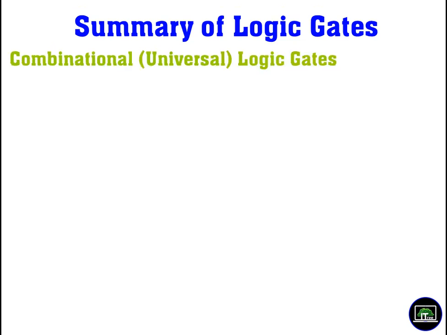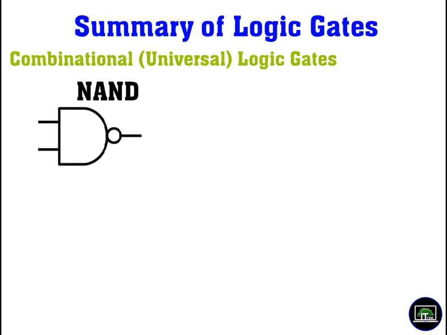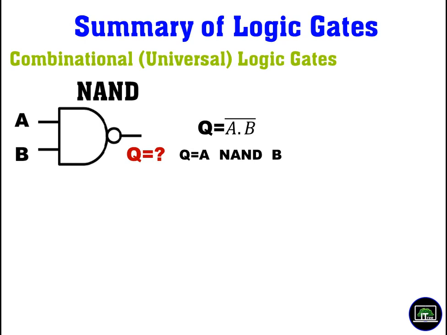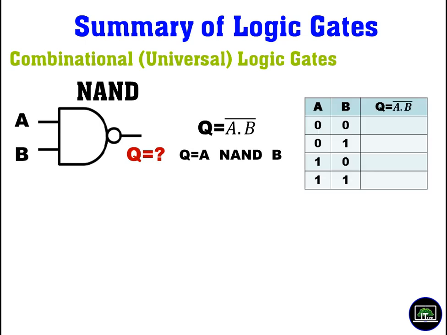Then we go for the next set. These are called the combinational logic gates, or sometimes called universal logic gates. We have two. First one, this is called the NAND gate. When you input A and B, you get Q. What is Q now? It's A dot B bar. Sometimes we write A NAND B. Quickly we can fill the truth table.